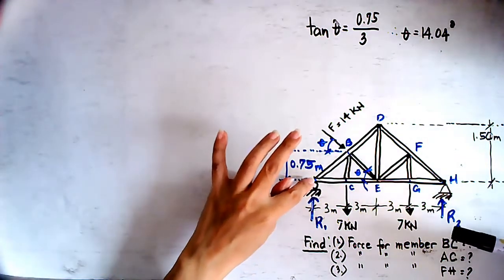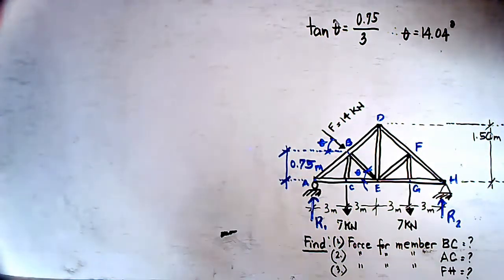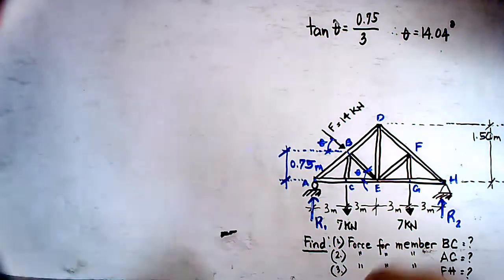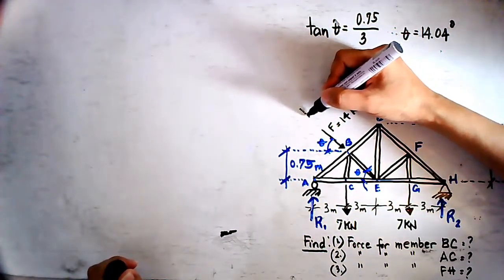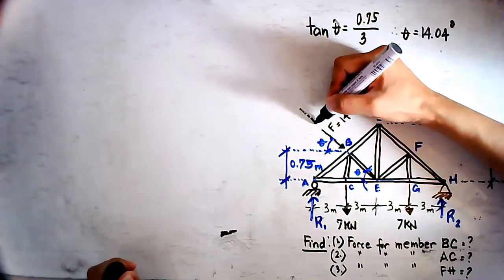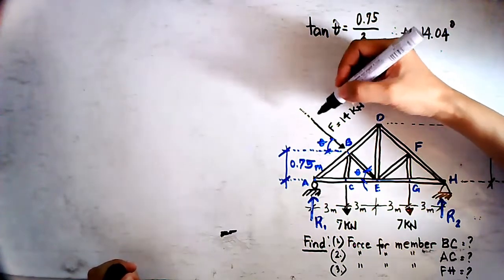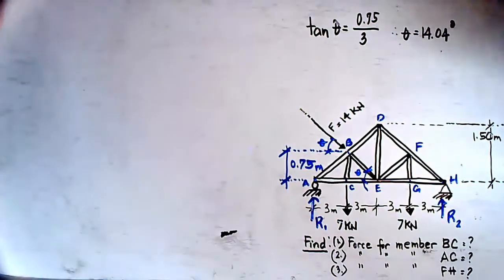So after we are able to find the angle, then we can now take summation of moments at either support. You either take moment at point A or at point B. But take note that you have here a force F which is applied. This is 14 kilonewton, and this is applied at a certain angle with the horizontal. So we have to find out the horizontal and the vertical components of that particular force, 14 kilonewton.